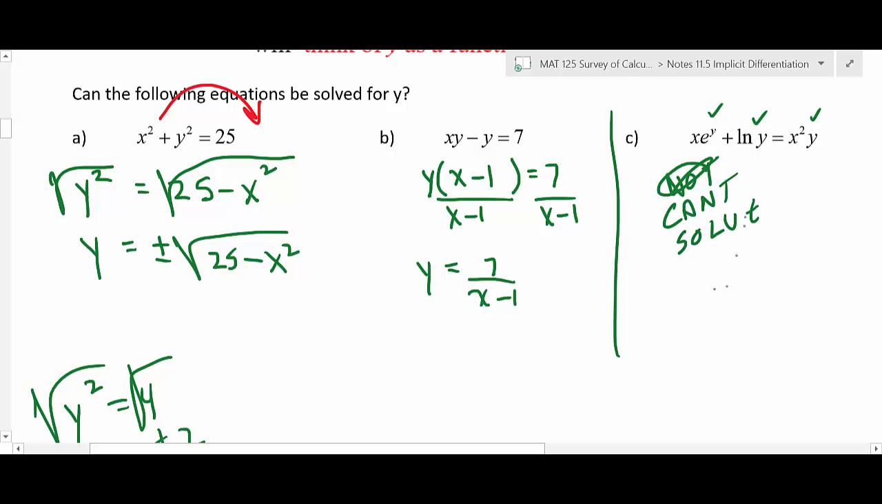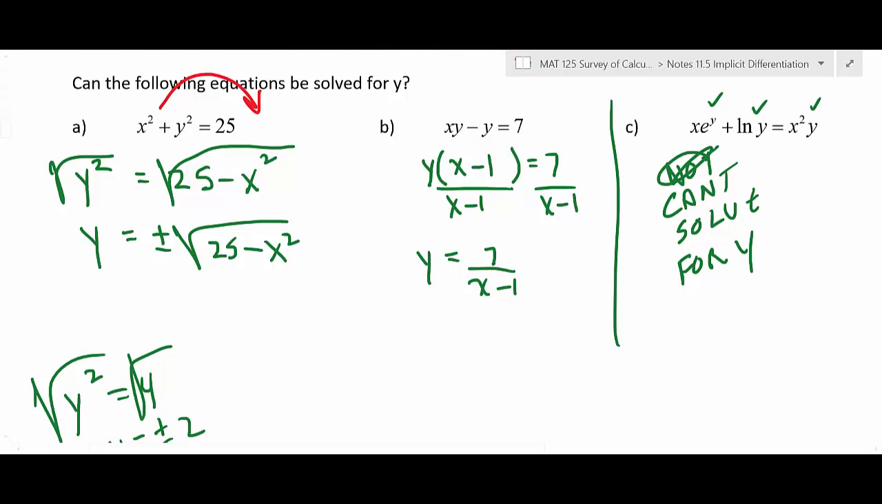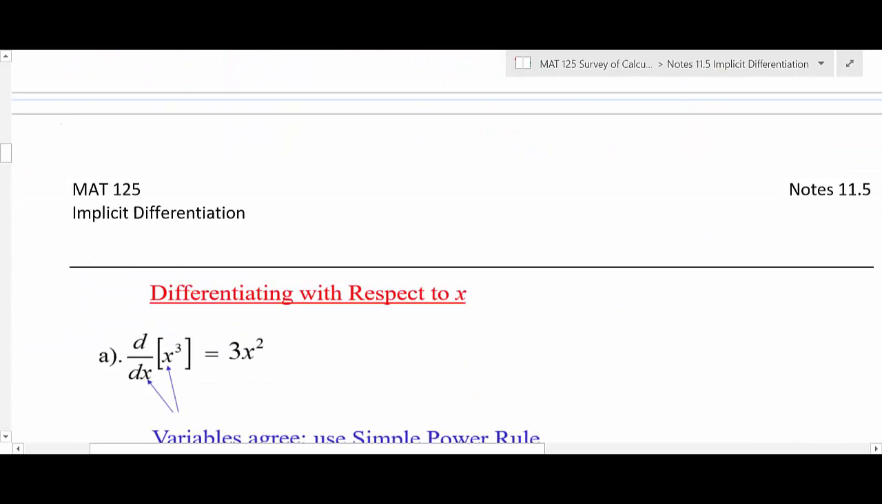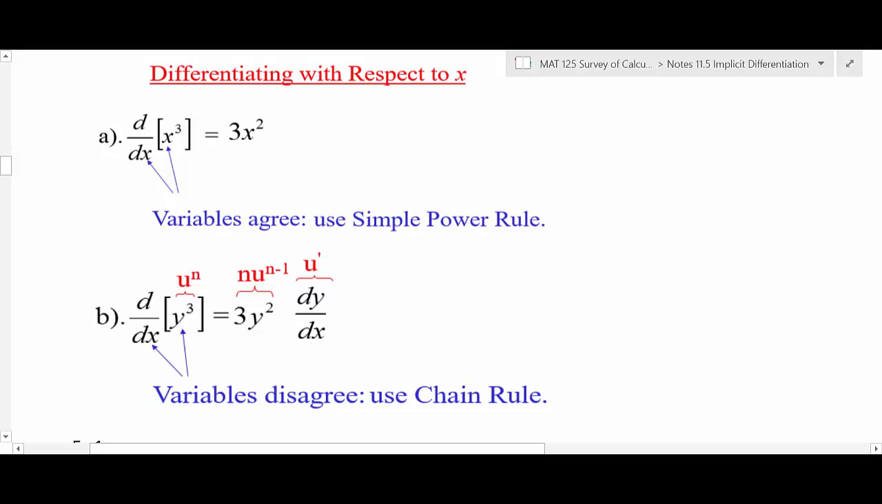Okay, so the point I'm trying to make is sometimes you'll have situations where you can't solve for y, and if you're still working with the calculus and working with rates of change, you can still do that. Does that make sense? Solve for y, not solve for y: explicit form, implicit form.